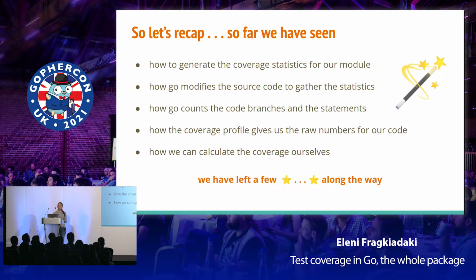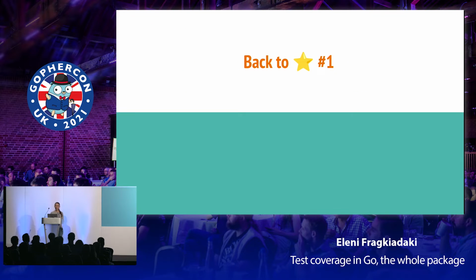Now, this is pretty cool. We saw that Go has a tool that we can use to generate the coverage statistics. We saw how it modifies the source code, and we are actually able to see that. We saw how to calculate code branches, number of statements. We saw what the coverage profile does, and we also calculated the coverage statistics ourselves, so we can verify the results if we ever needed to. But we left a couple of stars along the way.